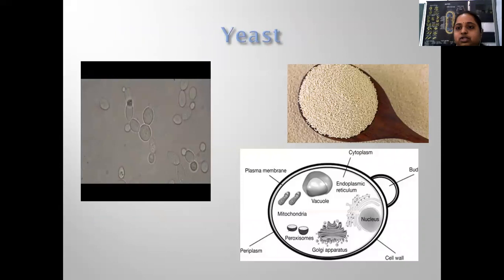So this is the picture which shows you how the yeast will look under the microscope. You can see the bud formation. Each bud will get detached and it will develop into a new yeast. And this is the structure of a yeast. You can see there is a single nucleus. There is cytoplasm. There are different cell organelles, and there is a bud which will give rise to a new yeast cell, which on detachment will develop into yeast.